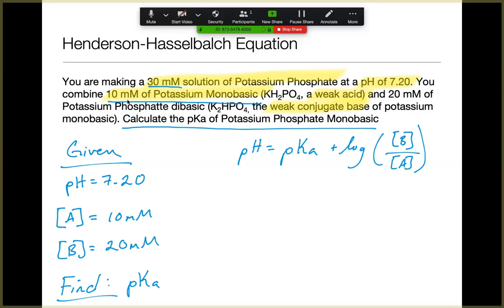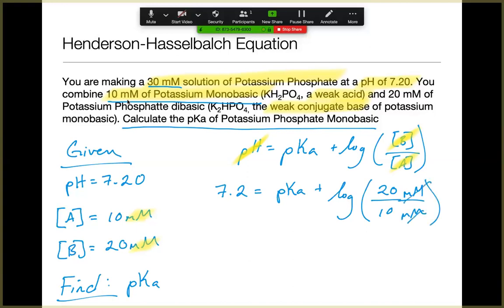Take a look at what I know. I have the pH. I have the concentration of the conjugate base. I have the concentration of the acid. I'm being asked to find pKa. It becomes plug and chug at this point. So let's plug in our numbers. We have 7.2 equals pKa plus the log, and the ratio is going to be 20 over 10. Because it's a ratio, it really doesn't matter what your units are. As long as they're the same, they will cancel out. Let me draw that out explicitly: 20 millimolar over 10 millimolar, and that cancels out.